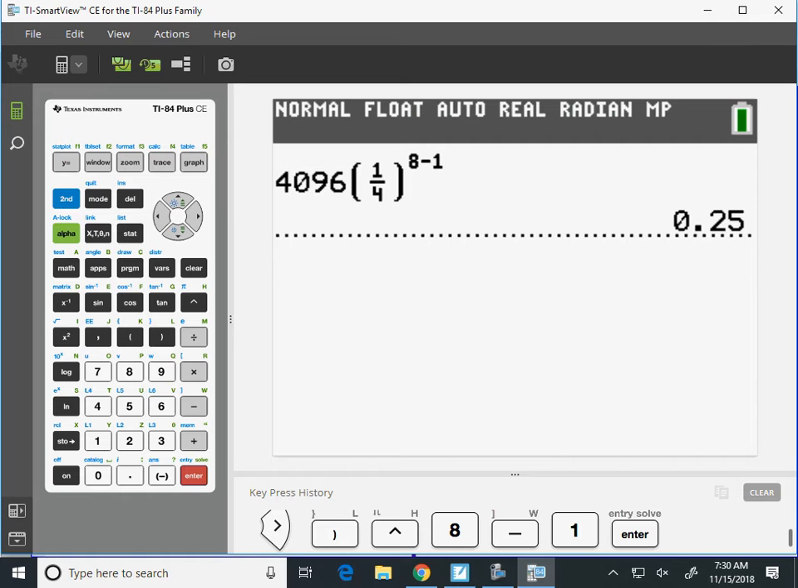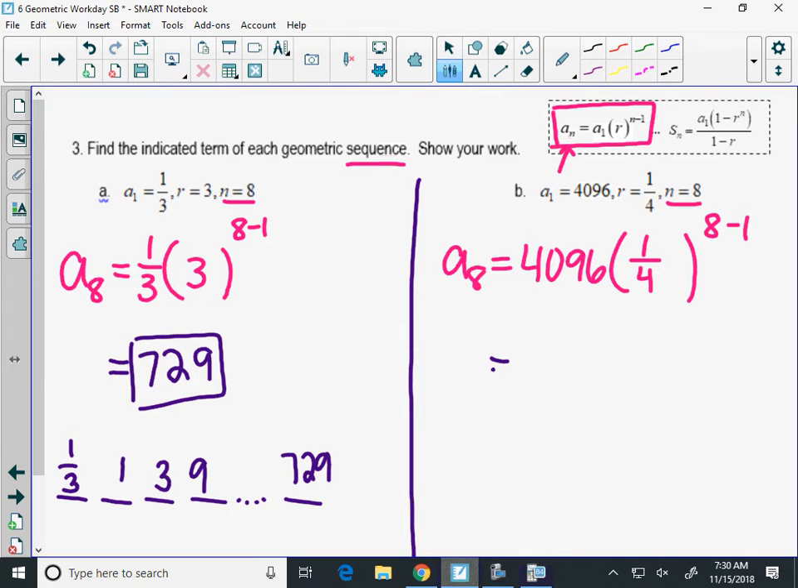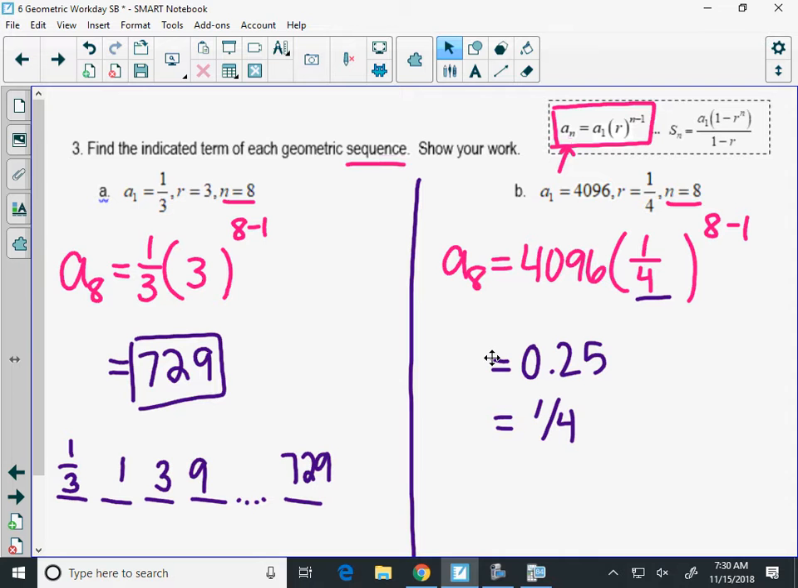I get 0.25, which is 1/4. I don't care if you leave that as a decimal or as a fraction. Either one is fine. So that is the 8th term of that pattern. It is decreasing because the common ratio is less than 1. All right, we started off pretty easy.